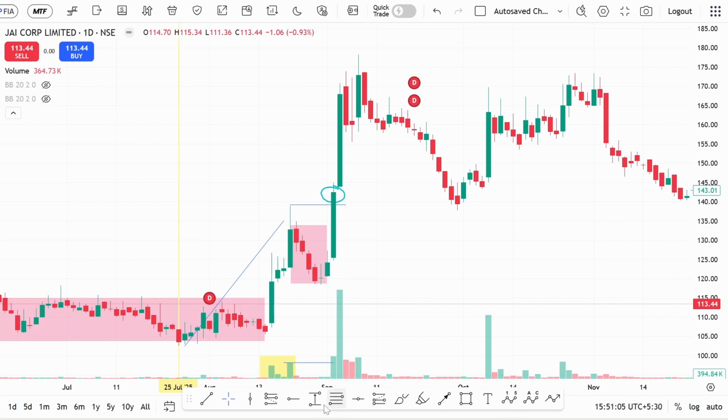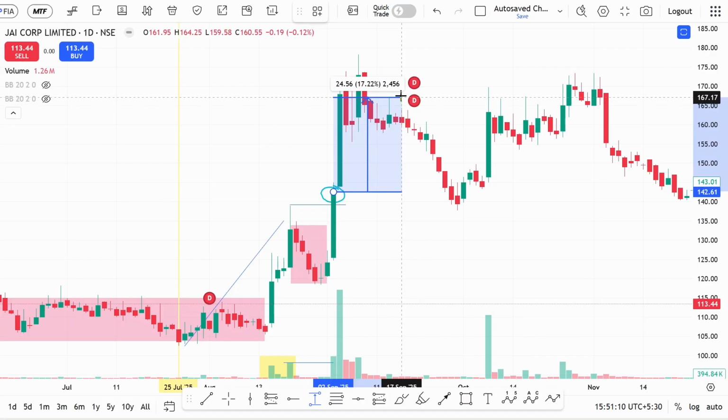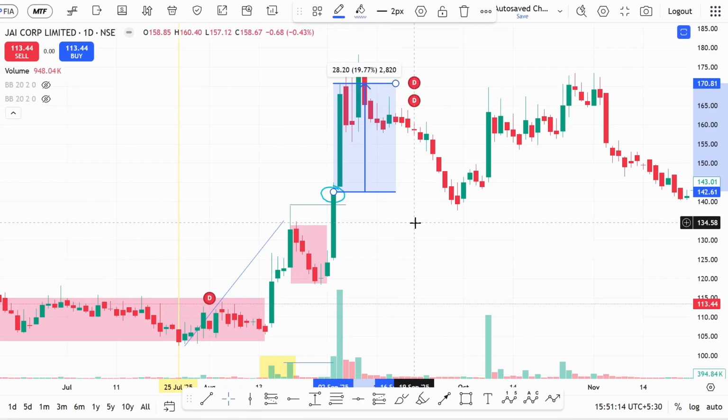Wave 1 high breakout entry. Basically that's where we take the BTST, buy today sell tomorrow, and immediate next day if you see the JCAR rallied nearly 20%.